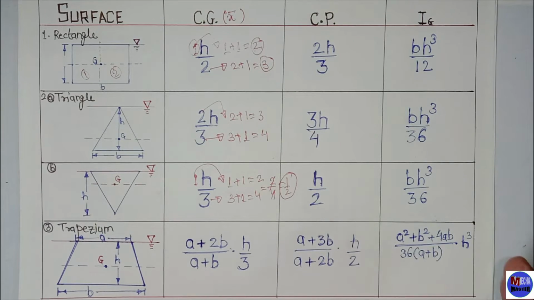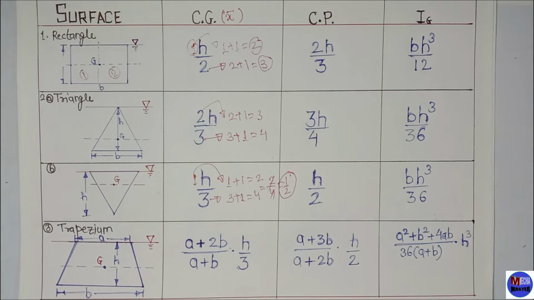So h by 2. In the case of trapezium, first of all, I will tell how you can easily find the center of gravity. First of all, you have to see from where you have to measure x bar. If you measure x bar from A, it will be written A single, then the opposite side B written twice, divided by A plus B and multiplied by h by 3.